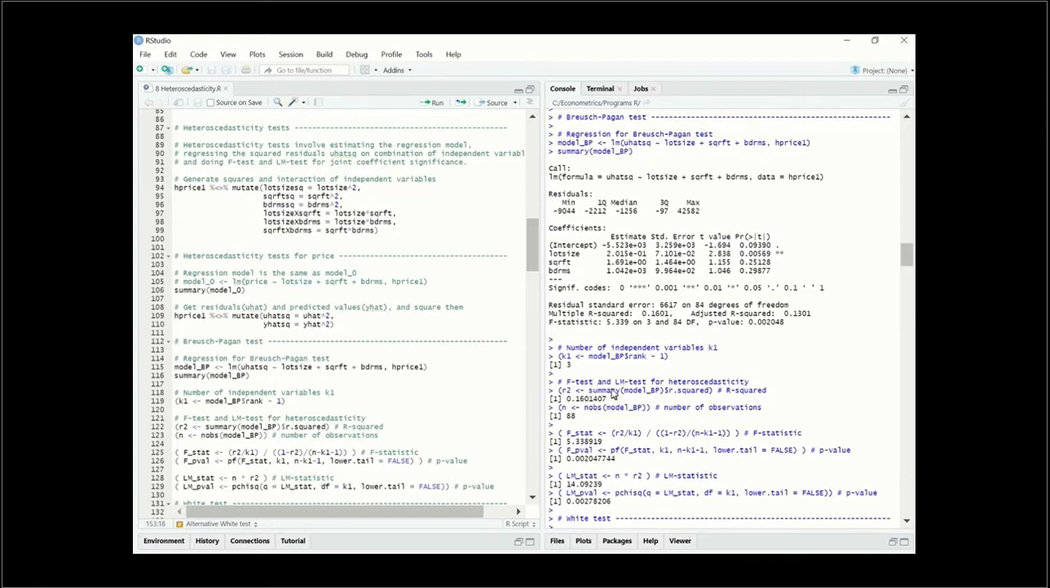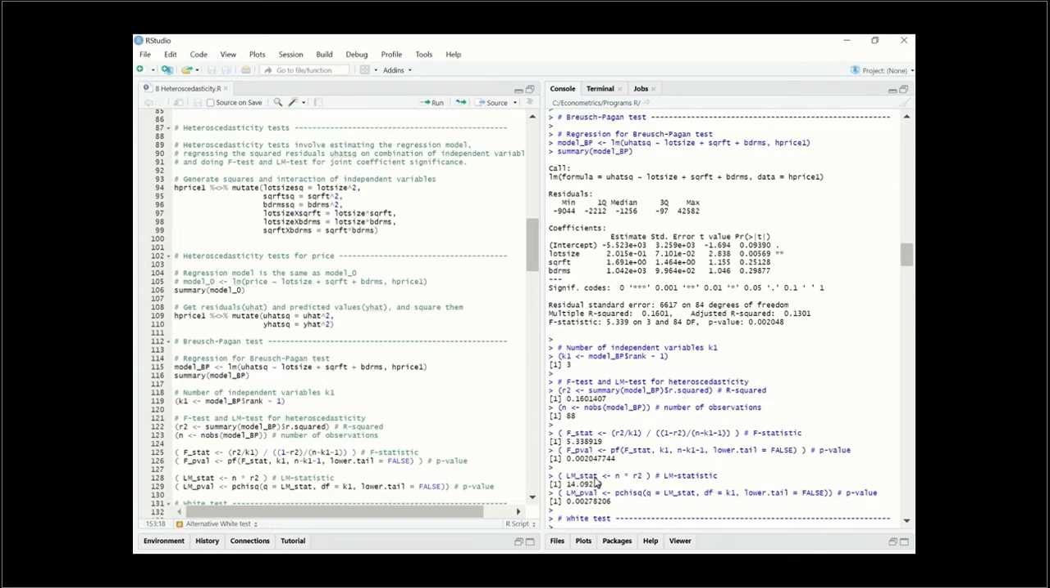Okay, so now the last thing to do here is form the F statistic using this formula here. So we could just plug in the R squared, the number of independent variables, and the number of observations, calculate the F statistic, and this is the p-value for this F statistic. And so the p-value shows that it's less than 0.05, therefore we have heteroscedasticity.